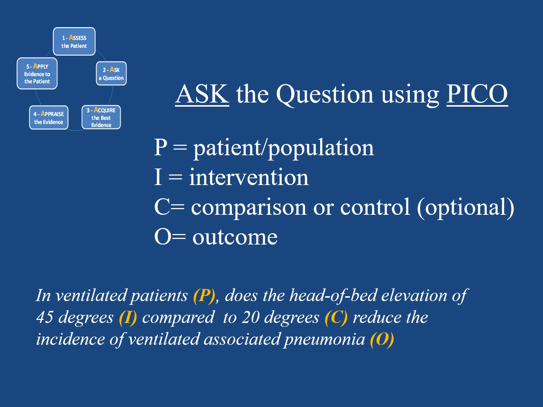So here's an example of a PICO question. In ventilated patients, that's our population, does the head of the bed elevation of 45 degrees, that's our intervention, compared to 20 degrees, that's our control, reduce the incidence of ventilator-associated pneumonia, and that's our outcome. The outcome is a very important part. Don't forget to add that one.